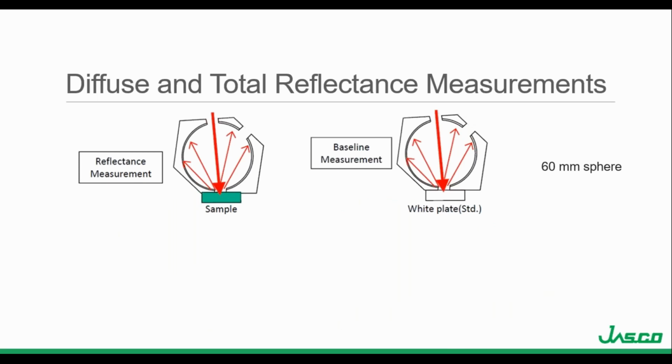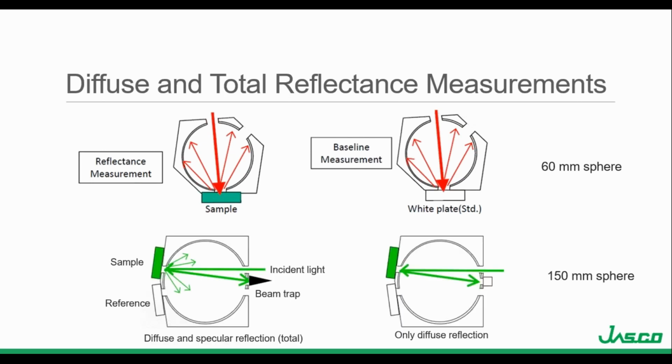Diffuse reflectance measurements are obtained by placing the sample at the reflectance, shown in the teal color, or the back port of the integrating sphere, shown on the top and on the left. Baseline measurements are acquired the same way they are for diffuse transmittance measurements, with a white standard plate at the back port and nothing obstructing the incident beam. Diffuse reflectance measurements are typically obtained for powder samples or samples with rough surfaces.